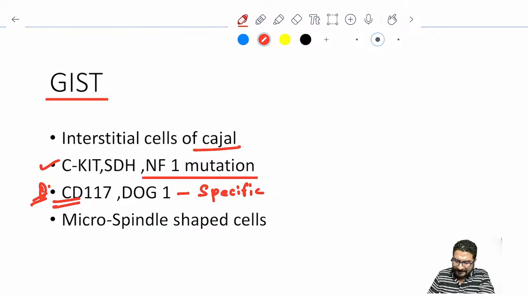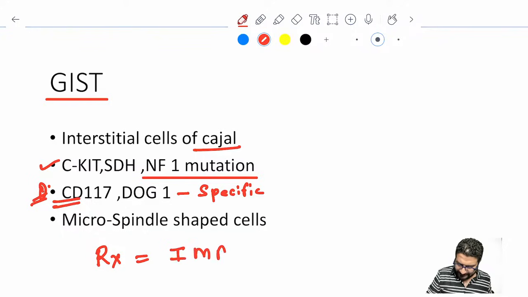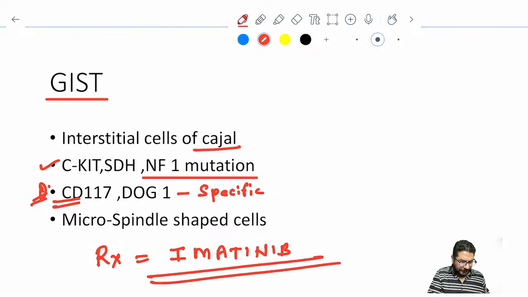In biopsy you will find spindle shaped cells. Now they ask you how you will manage this, कैसे आप इसको ठीक करोगे. So remember, in GIST what is the treatment? The drug of choice will be TKI, tyrosine kinase inhibitor, that is imatinib. तो याद रखना, imatinib we use in two conditions.